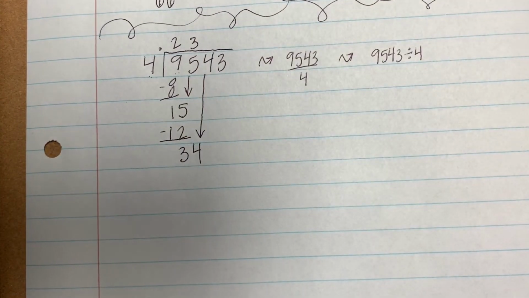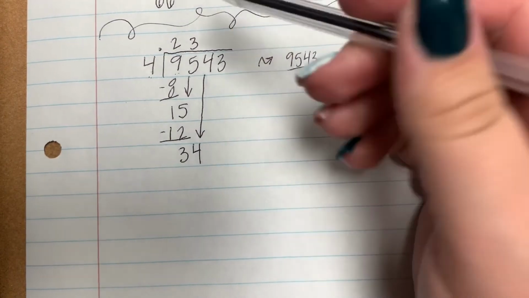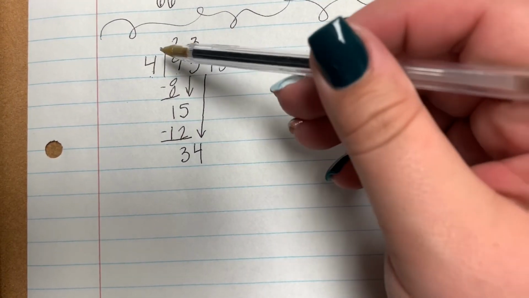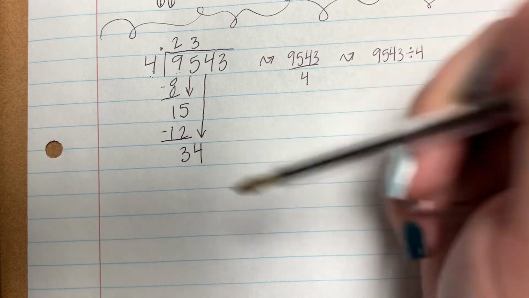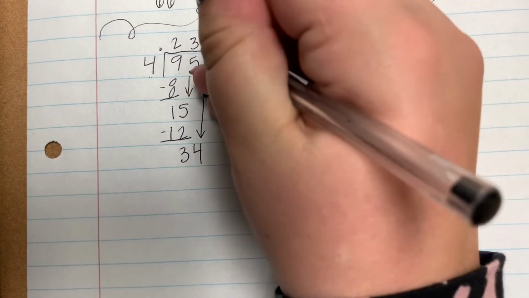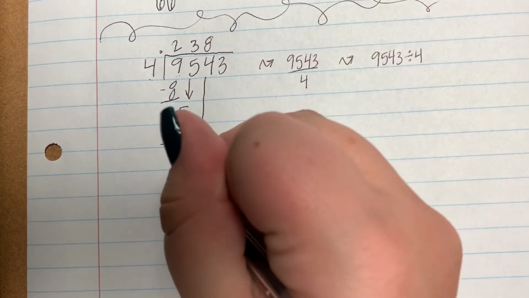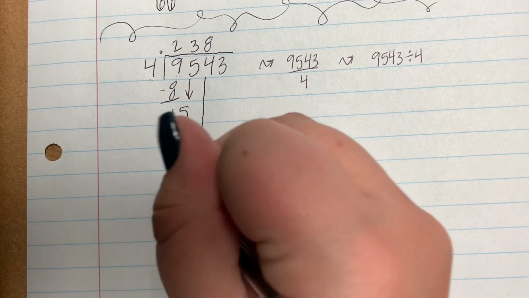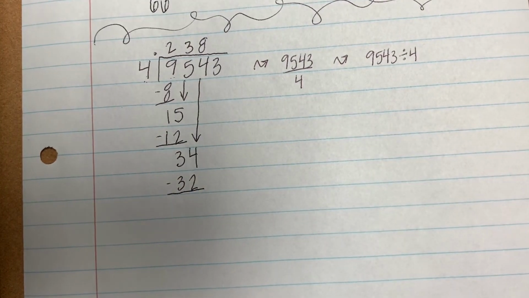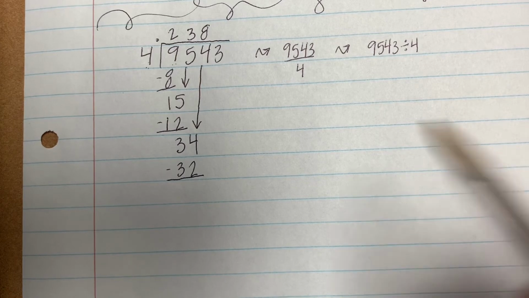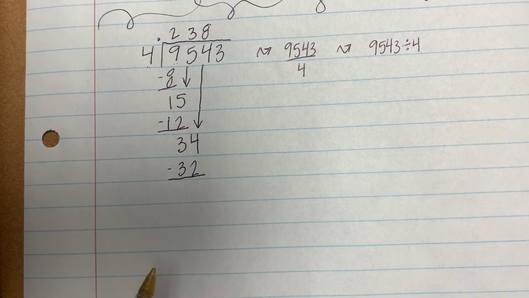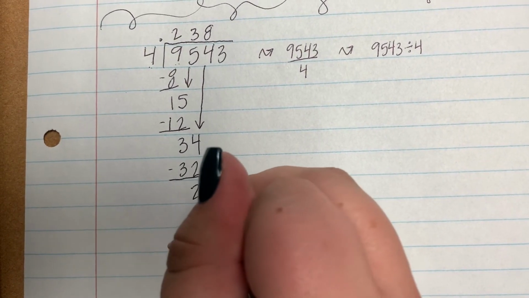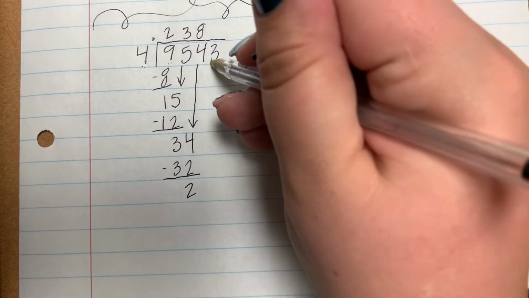Now you're on this one. How many times can 4 go into 34? Don't want to go over though. My answer is going to be 8. 9 would be too much. So 8 multiplied by 4 is 32. 34 minus 32 is 2. Good job. We bring down the 3.